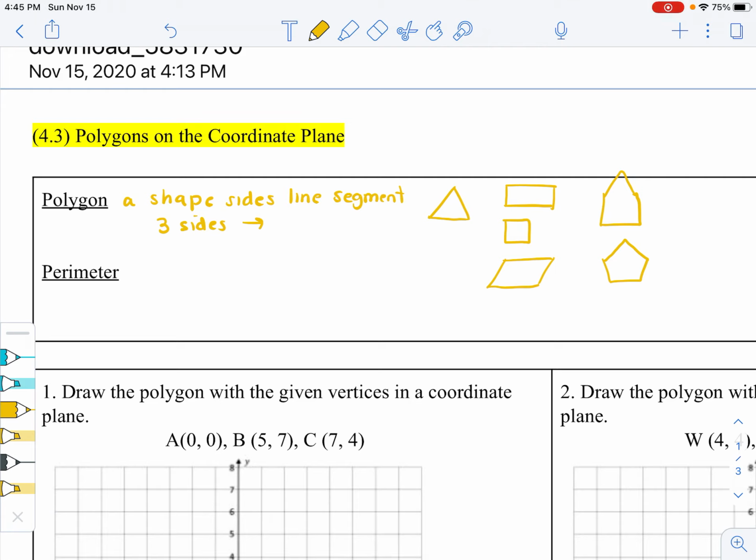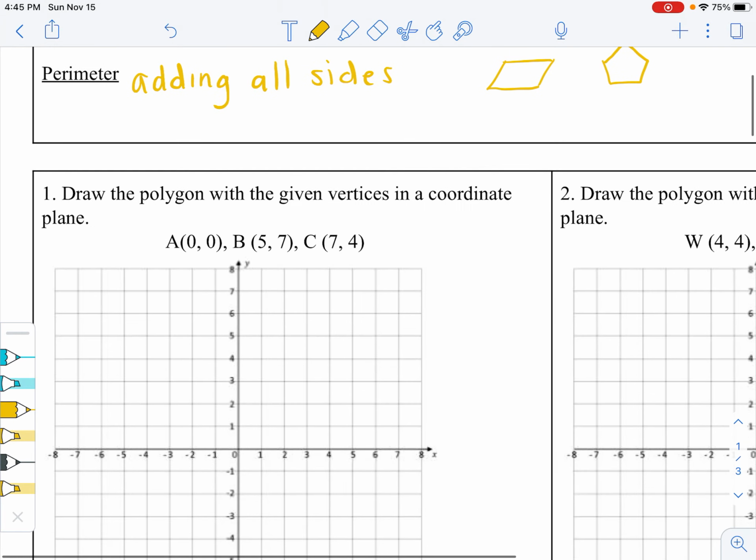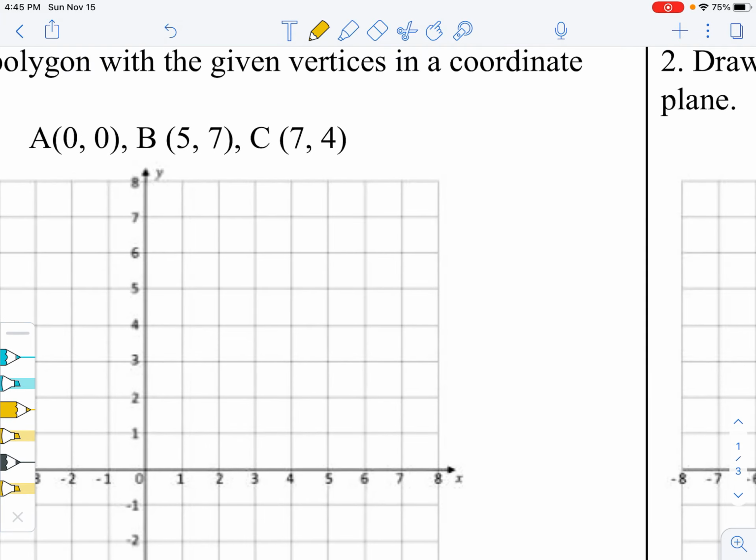Okay? We can find the perimeter of all these shapes by adding all sides. That's how we find the perimeter. So first, let's take a quick look at example 1. It says, draw the polygon with the given vertices on the coordinate plane. So this one, we don't have to find the perimeter. We're just going to plot the points.